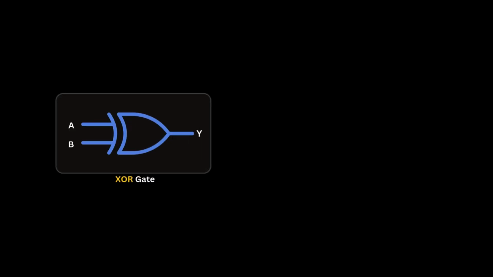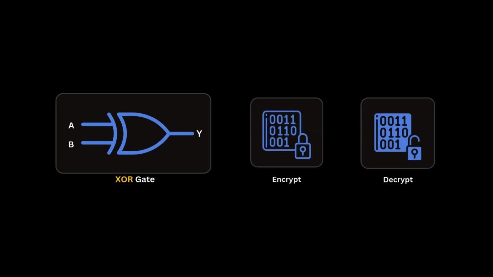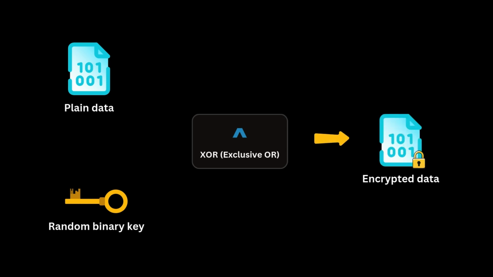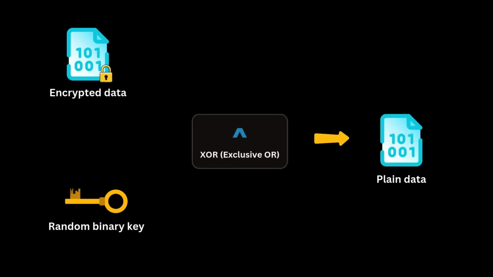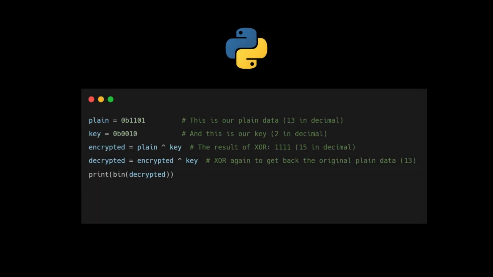XOR logic gates have a cool feature. They can be used for data encryption and decryption. Let's say you have some binary data you want to keep safe. We'll call this your plain data. To encrypt it, you can pick a random binary key that's the same size as your plain data. When you run an XOR operation between the plain data and the key, you get the encrypted data. And to decrypt it, you just run XOR again between the encrypted data and the same key. It works like this. Now let's look at some Python code to see this in action.